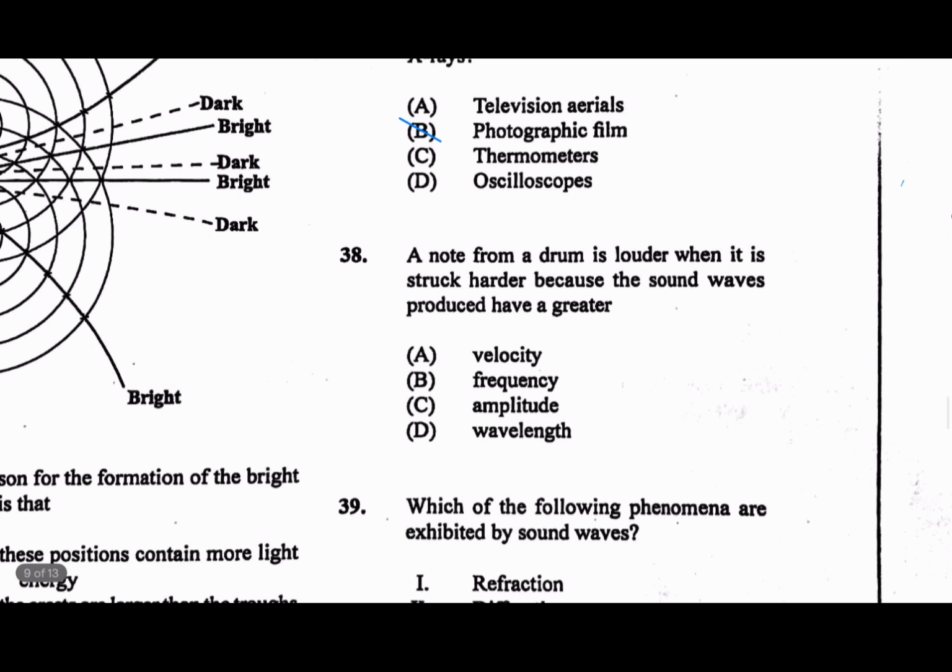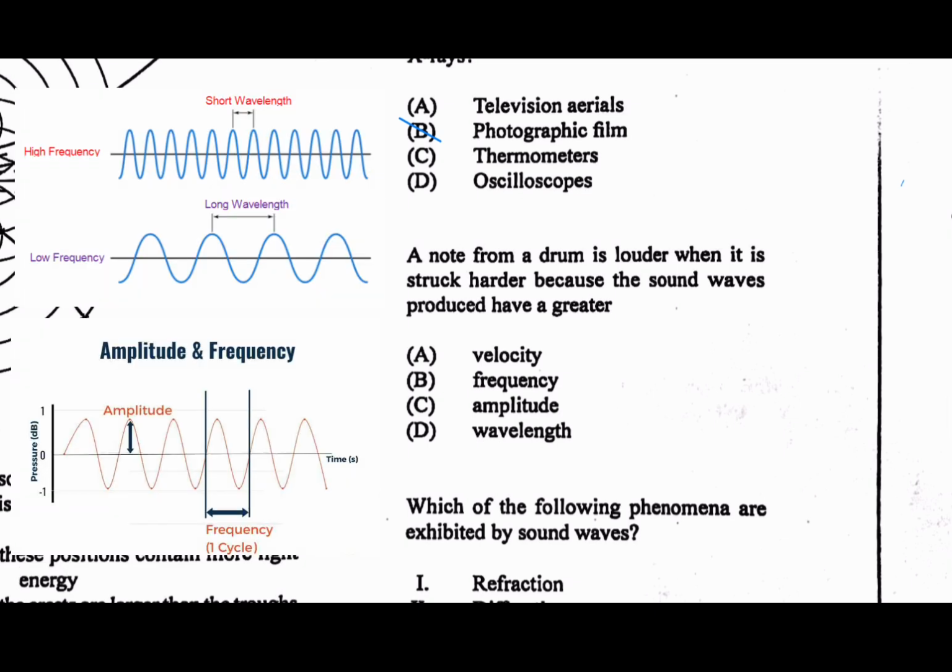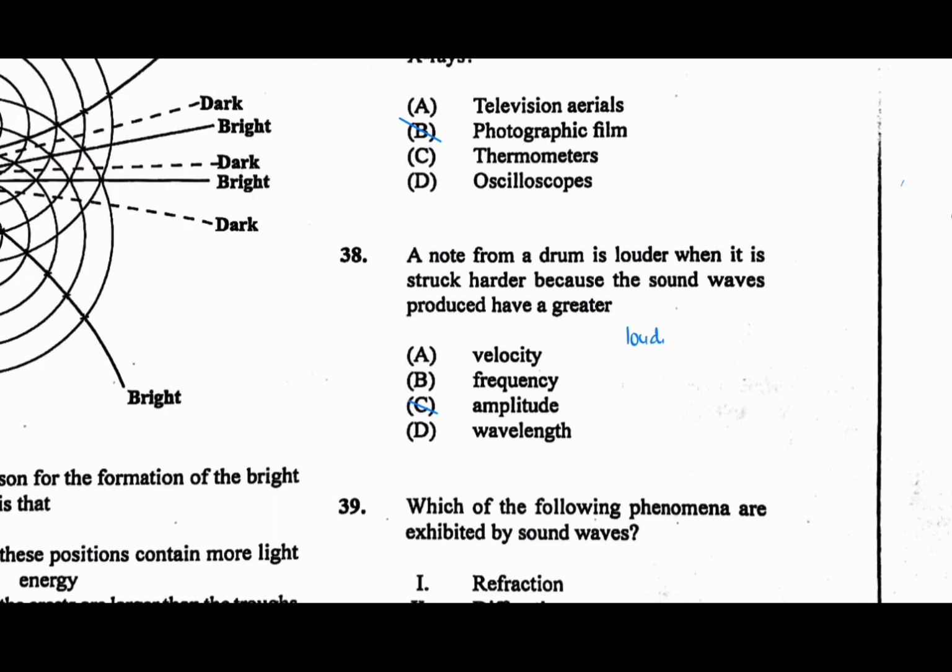38. A note from a drum is louder when it is struck harder because the sound waves produce a greater amplitude. So get this from now, guys. Loudness has to do with the amplitude of a waveform. That's basically how high or low the waveform goes, right? And if we talk about frequency, we're talking about the pitch of the waveform, whether it's high-pitched or low-pitched. So loudness is amplitude and frequency is pitch.